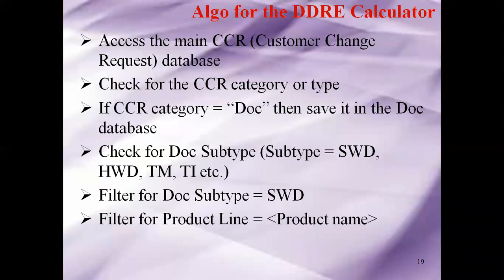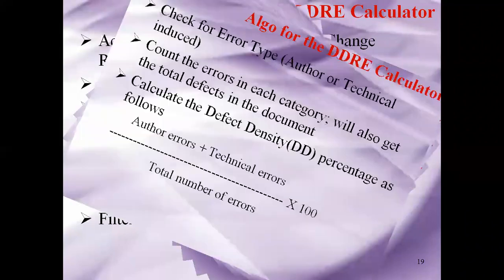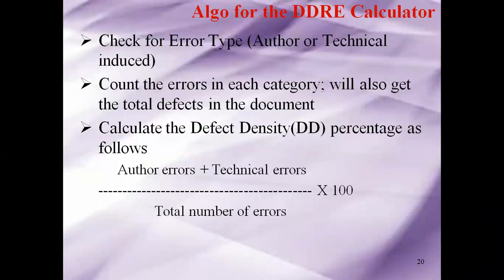If you're going to do only software documentation, filter for product line. Okay. And then check for error type, whether it is author or technical induced. So now how do I check for this error type? Many of you might have that question. When you look at the change request which has come, that itself you can classify. So that is what I mean by check for error type, and write it as either author or technical. So immediately the person who's actually doing that particular documentation will pick it up, and then start working on it. So count the errors in each category.